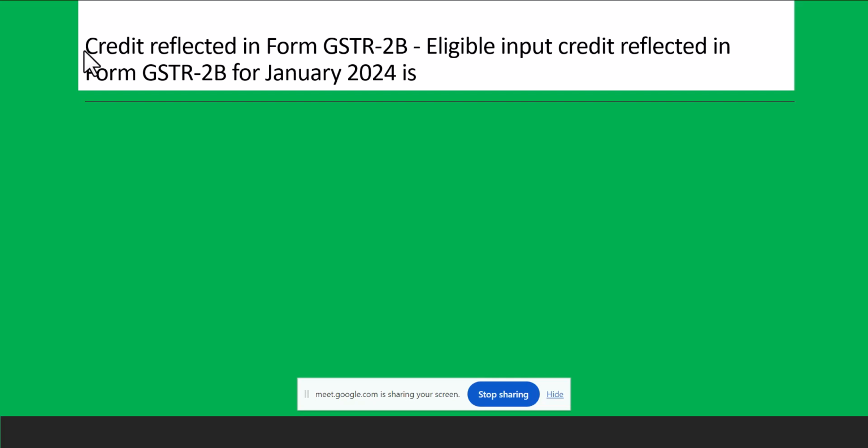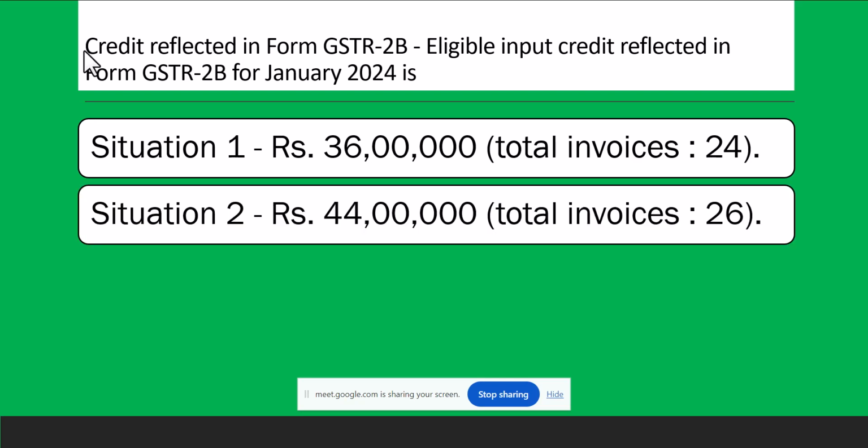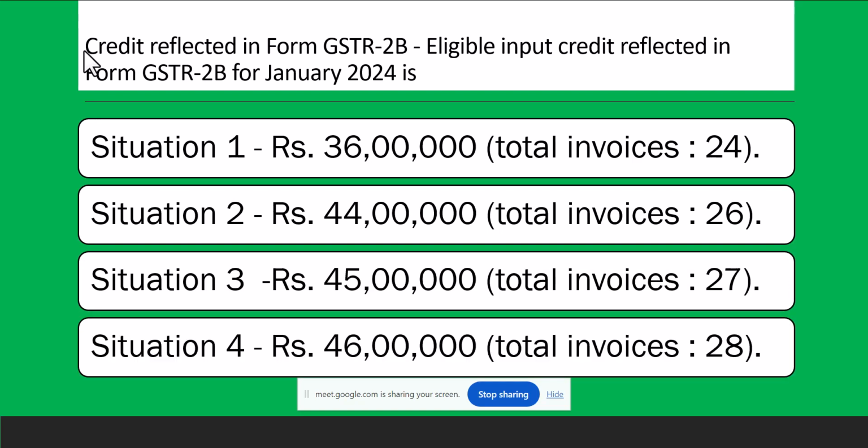Credit reflected in Form GSTR 2B, eligible input credit reflected in Form GSTR 2B for January 24 is: Situation 1, rupees 36 lakh, total invoices 24. Situation 2, rupees 44 lakh, total invoices 26. Situation 3, rupees 45 lakh, total invoices 27. Situation 4, rupees 46 lakh, total 28 invoices.